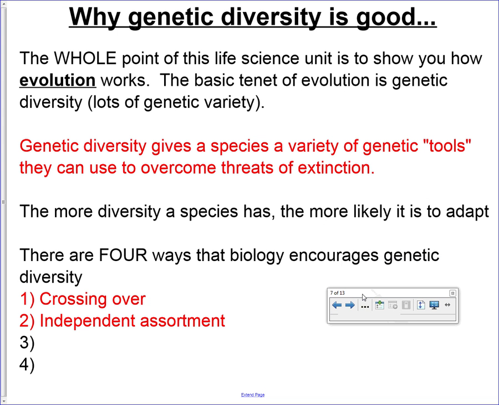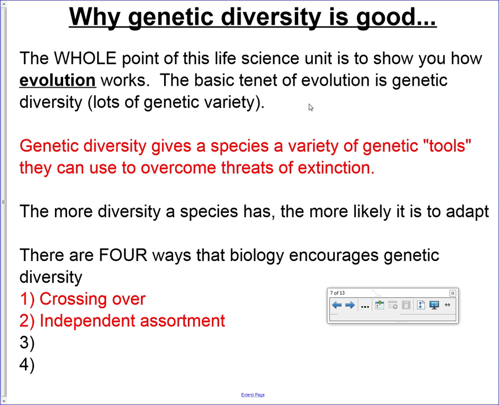All right, so tying it all together to the big picture, why genetic diversity is good. Evolution is based off of genetic diversity. If you don't have genetic diversity, then evolution can't really take place. If we were all clones and one of us was infected by a virus that killed that individual, then everyone would most likely die from that virus because we don't have the genetic diversity to overcome or outlive that virus.